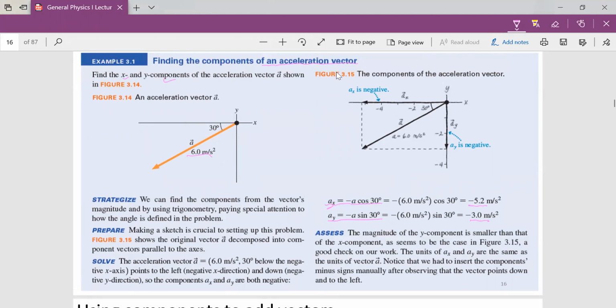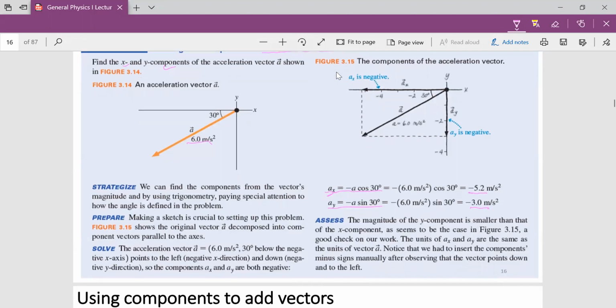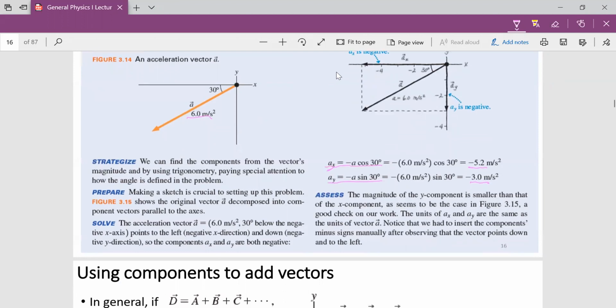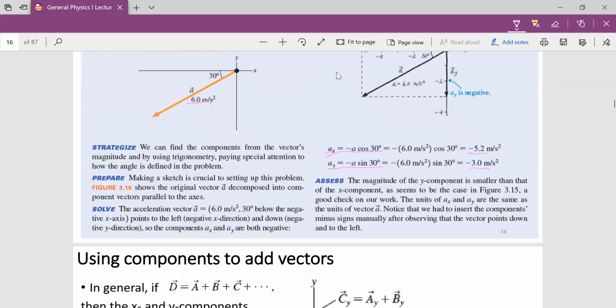The question says you should find the X and Y components, and they gave you the direction, the angle, and the magnitudes. You see that it's simple, but the direction matters because it will define whether the answer will be positive or negative in the end. Okay, that's a simpler example. We'll be seeing a more complex example sooner.